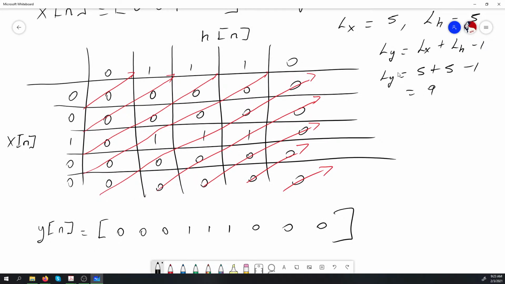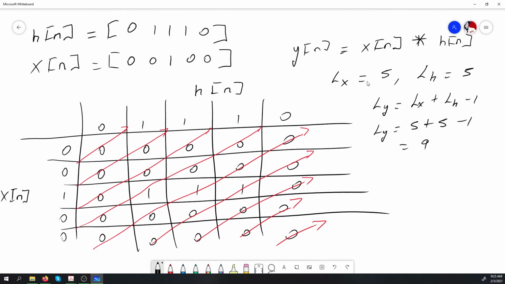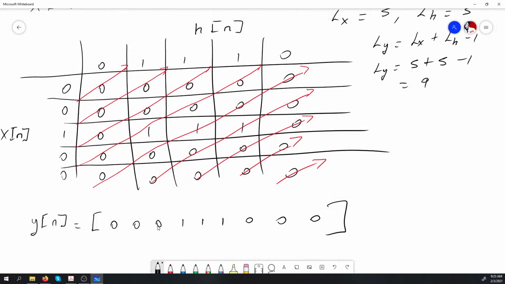You can also see here that the lengths match up when I did the calculations. Being Lx 5, Lh here is 5, representing the lengths of x of n and h of n. The calculation for L of y was such that we have 9 values, and we count these values: 1, 2, 3, 4, 5, 6, 7, 8, 9, which matches the length that we calculated. Any particular questions for question 4?